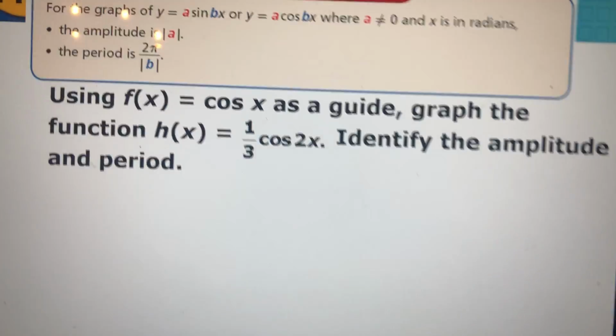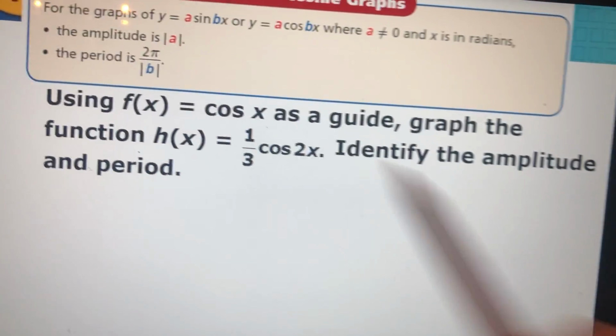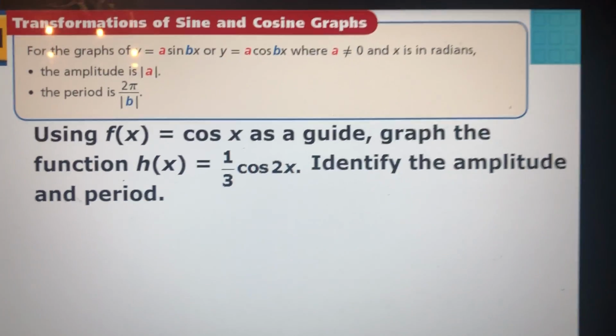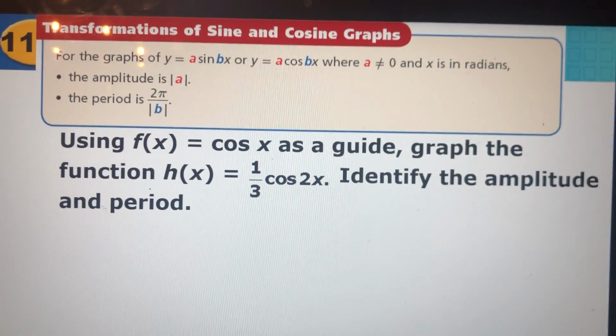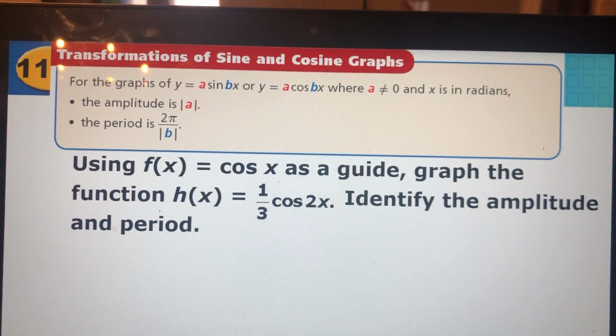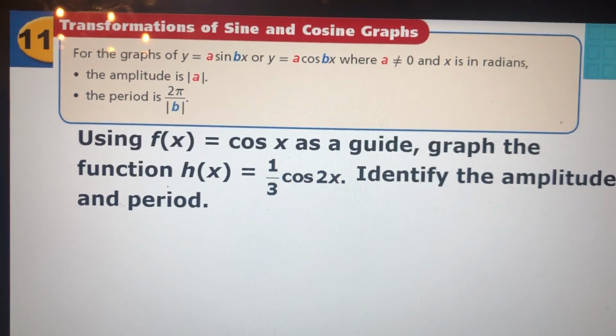All right, so I'm going to be giving you some problems like this where I give you the function and you're going to have to identify the period and amplitude. I might have you identify some graphs, but I don't think I'm going to be making you graph them right now.